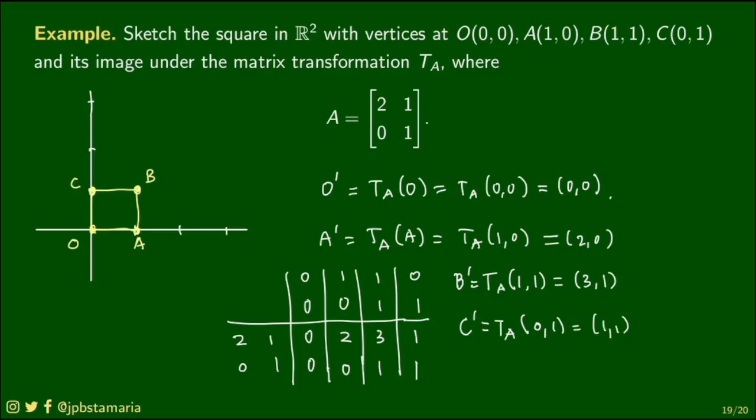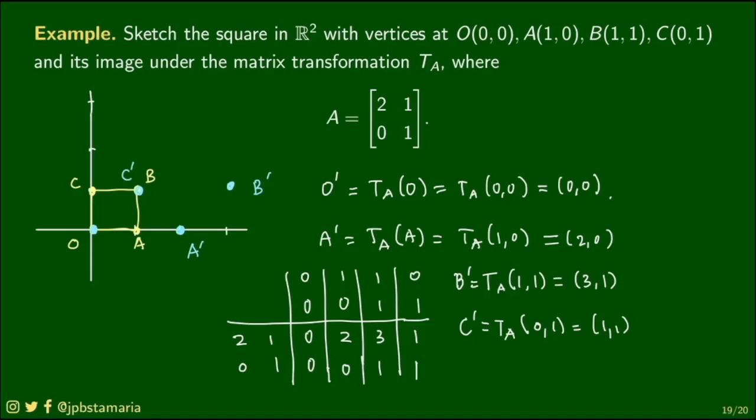So using the same Cartesian plane, let me color it blue. The image of O is the same vertex O, but A prime, the image of A, is going to be now at 2, 0. This is now the image of A. The image of B is now at 3, 1. That's B prime. And the image of C is now at 1, 1. So this is now C prime.